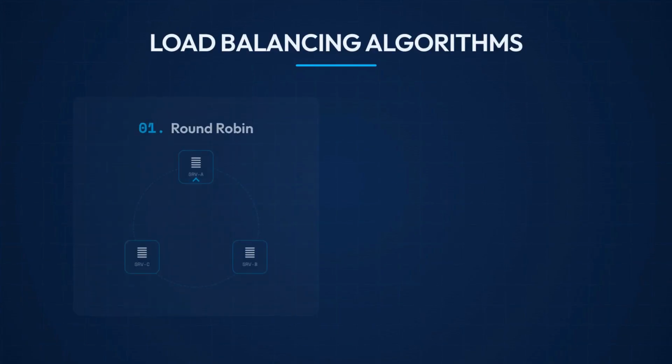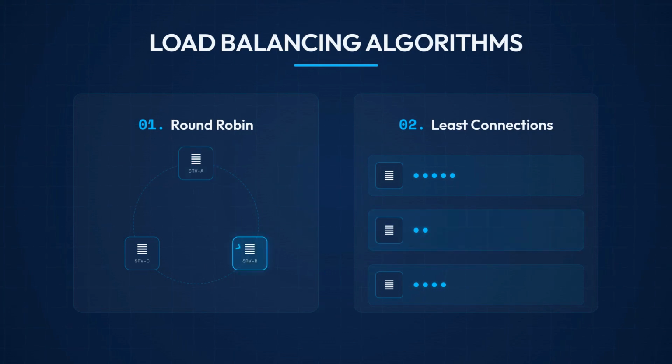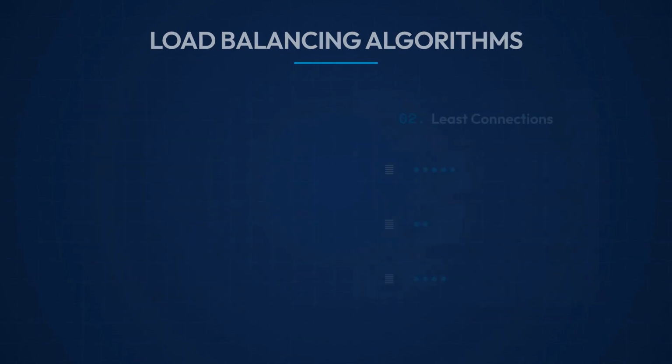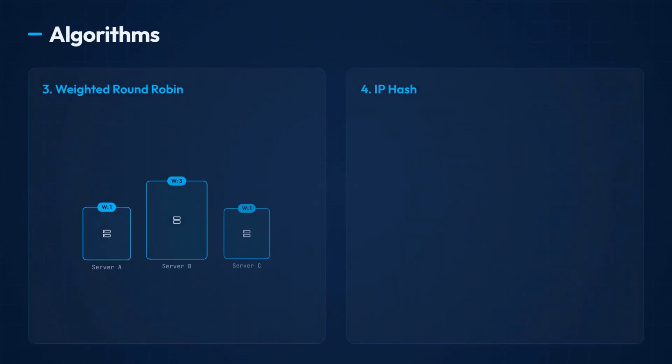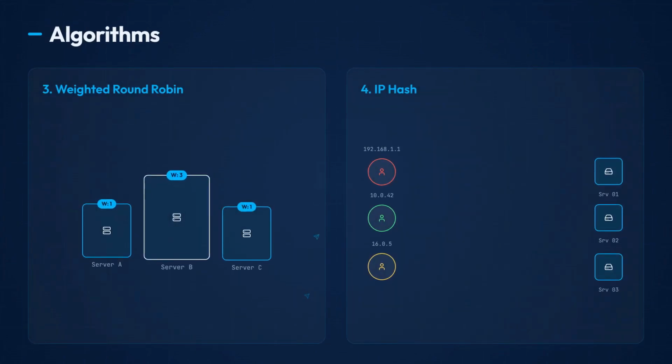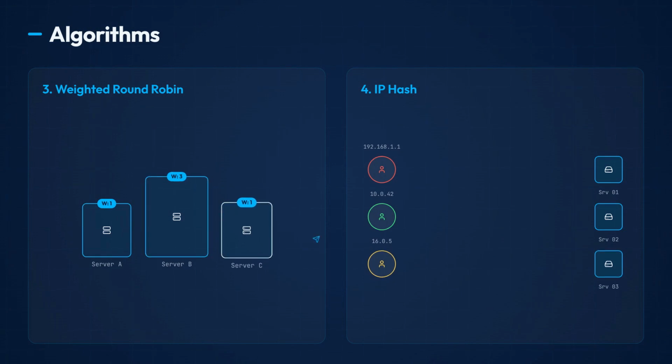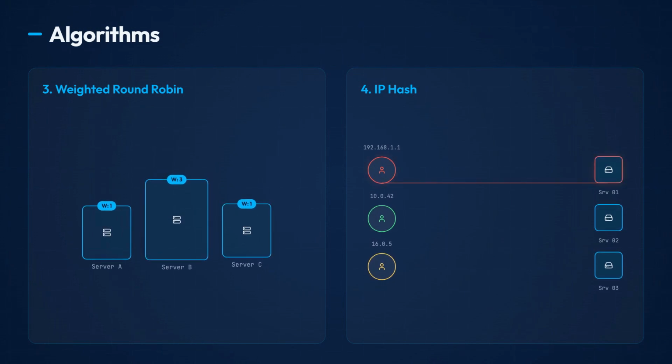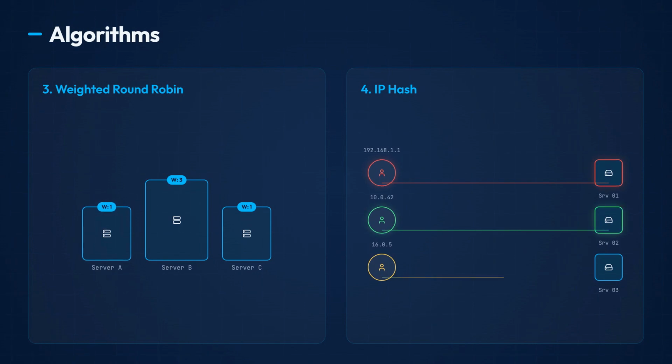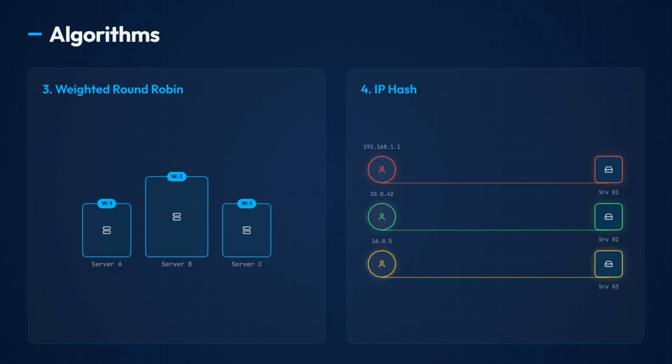First is round robin, where requests go to servers in rotation, simple, and effective if all servers are equal. Second is least connections, which sends traffic to the server currently handling the fewest active connections. This is much better when requests take varying amounts of time to process. Then we have weighted round robin, where you tell the LB that certain servers are more powerful and should get more work. Finally, IP hash uses the client's IP to ensure a user consistently hits the same server. This is useful for sticky sessions, where session data is stored locally on the server.